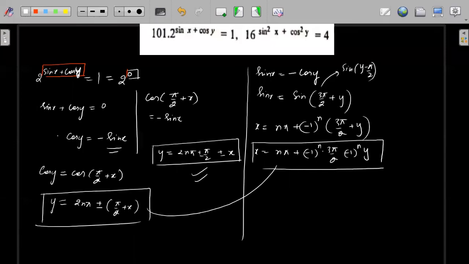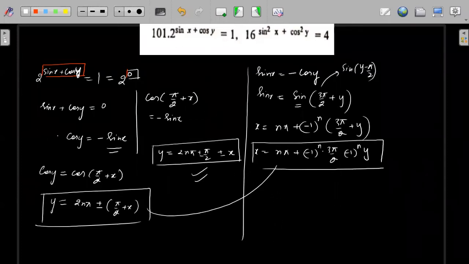Yes, cos is positive, but this sine, sine of something in the fourth quadrant is negative, right? See, these two are the same. When you write different values of n, you will get different values of sine and cos. So for those values of sine and cos, they should have a relation between them.